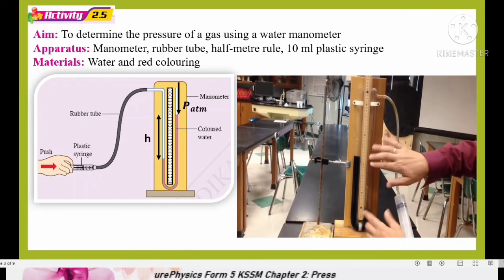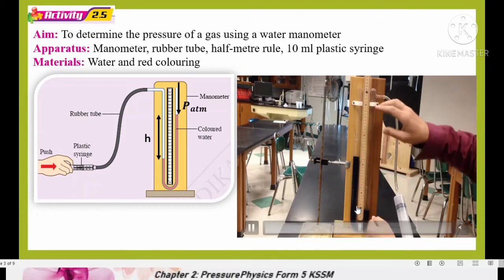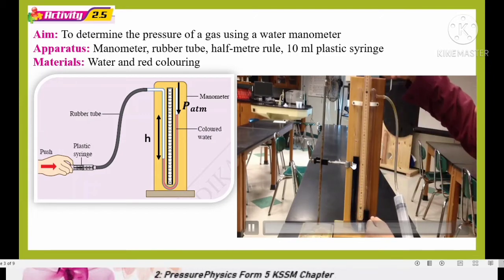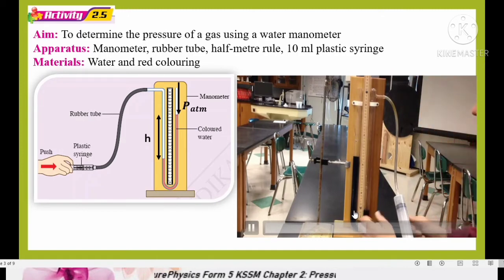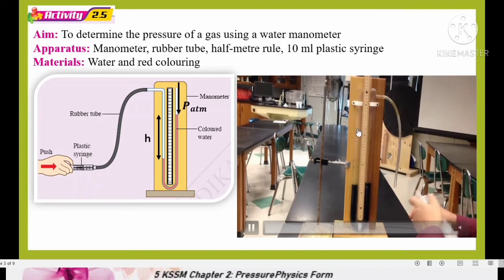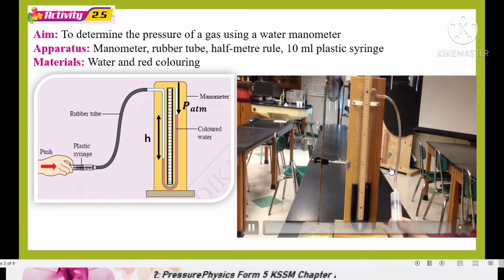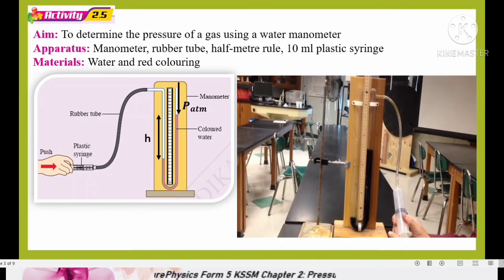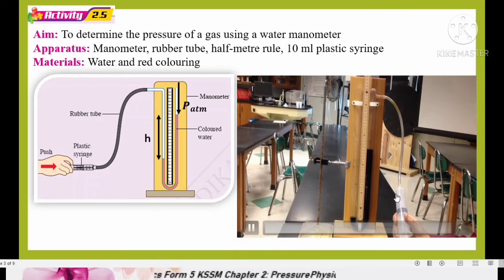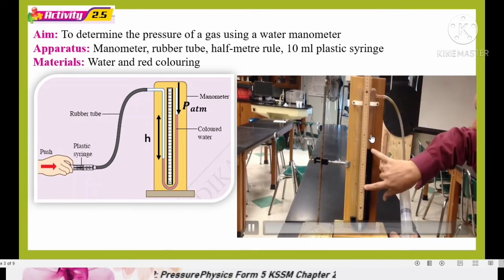So the pressure of the gas in the string actually is caused by H centimeter of liquid or water, that is the difference in level of colored water, and atmospheric pressure. So you can continue with the smaller volume. Let's say we increase the volume of the air in the string, so you can see what happened to the level. This side will rise up.